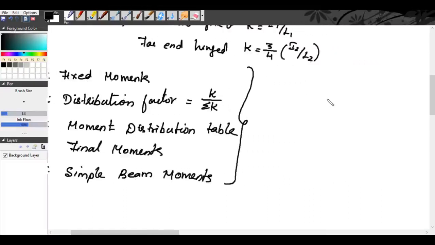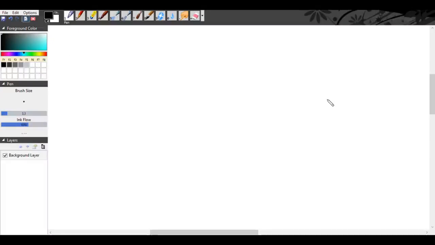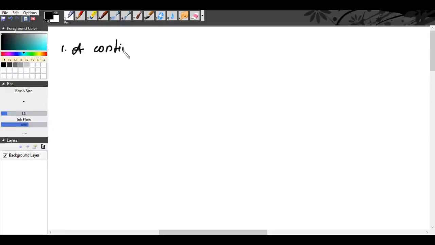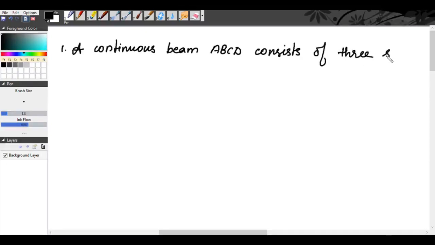Our first problem: we'll write the problem first. A continuous beam ABCD consists of 3 spans and is loaded as shown in the figure.